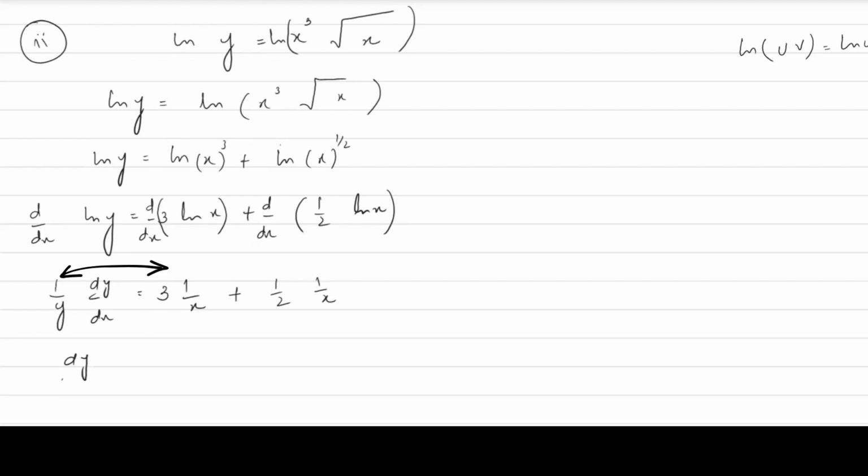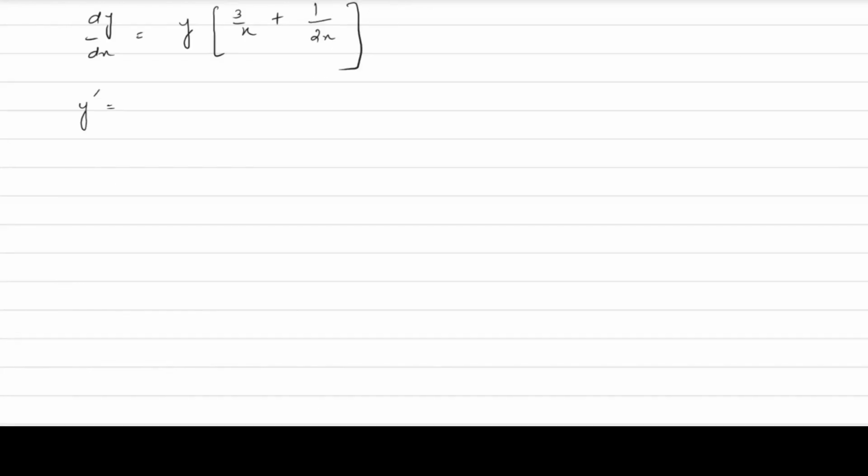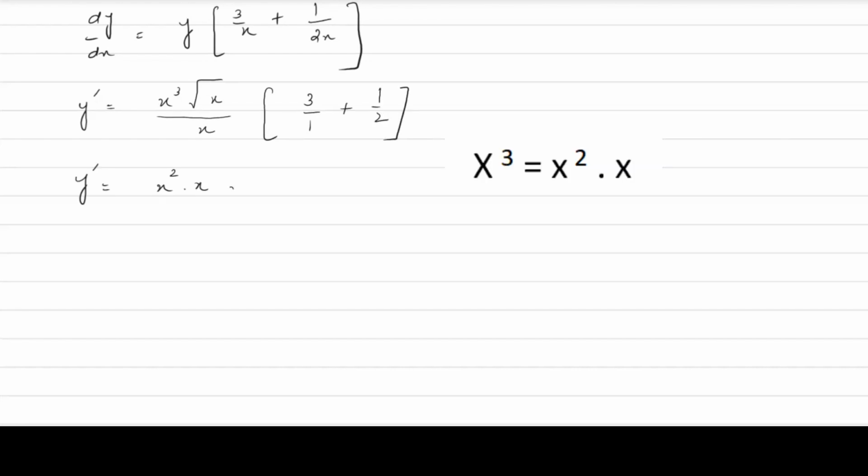So dy by dx is equal to y, this y will move over there, 3 by x plus 1 upon 2x. Value of y is equal to x cube under root x, and we can take this x common. So here it would be 3 by 1 plus 1 upon 2, x square into x.